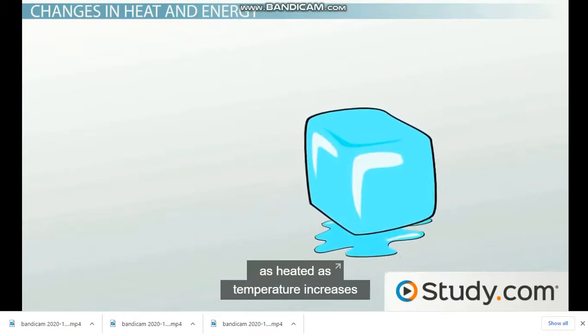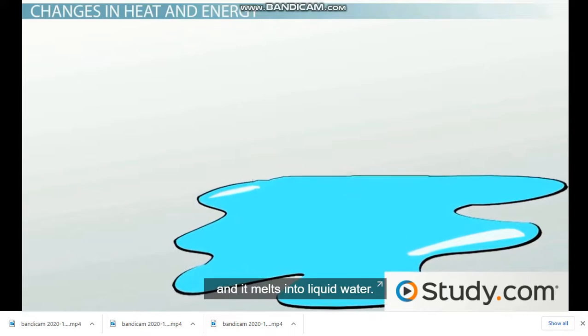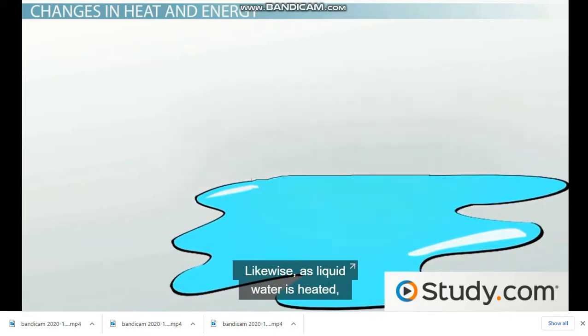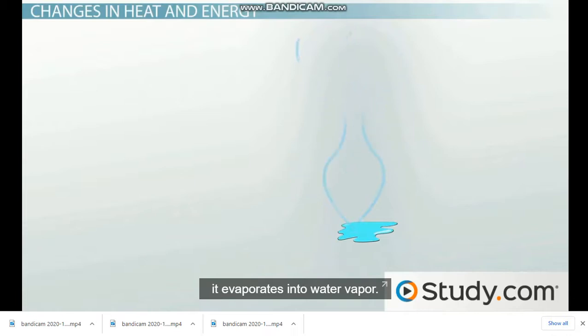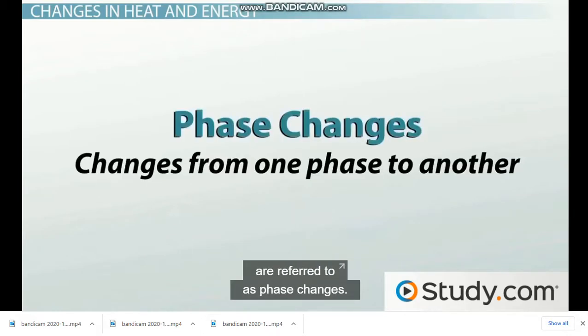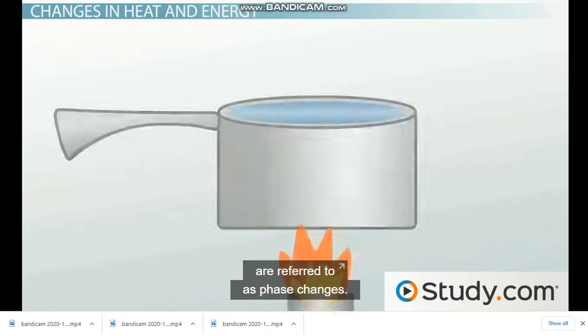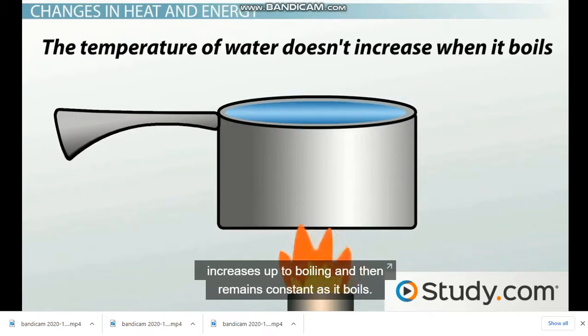As ice is heated, its temperature increases and it melts into liquid water. Likewise, as liquid water is heated, it evaporates into water vapor. These changes from one phase to another are referred to as phase changes. Did you know that the temperature of water doesn't increase when it boils? The water's temperature increases up to boiling and then remains constant as it boils.